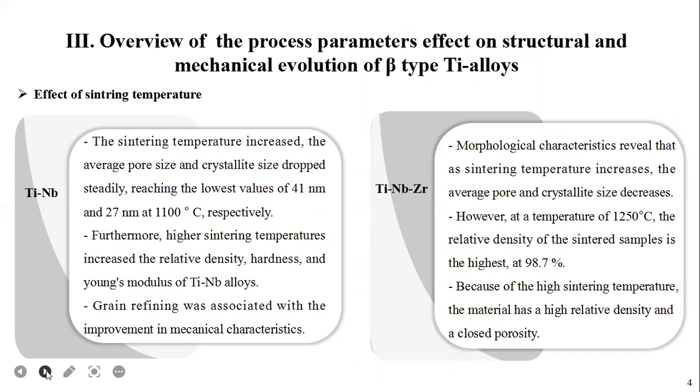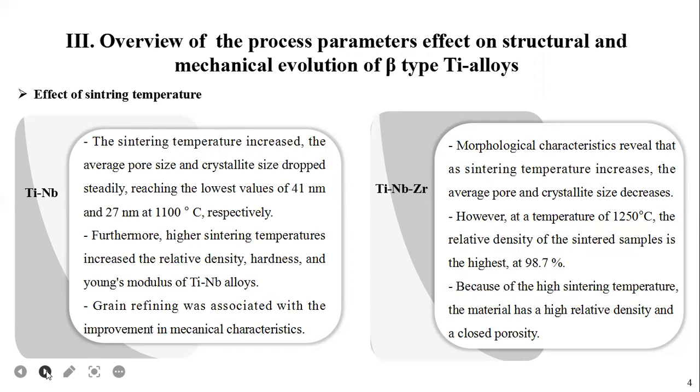The effect of sintering temperature. Concerning titanium niobium alloy, as the sintering temperature increased, the average pore size and crystalline size dropped steadily, reaching the lowest values of 41 nanometers and 27 nanometers at 1100 degrees Celsius, respectively. Furthermore, higher sintering temperature increased the relative density, hardness, and Young's modulus of titanium niobium alloys. Grain refining was associated with the improvement in mechanical characteristics.